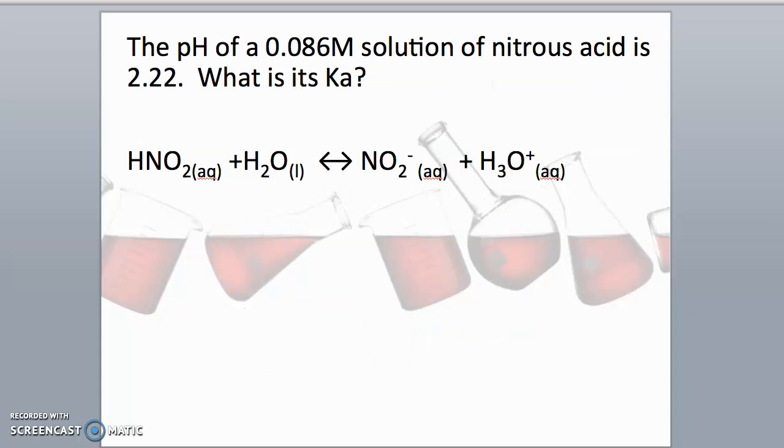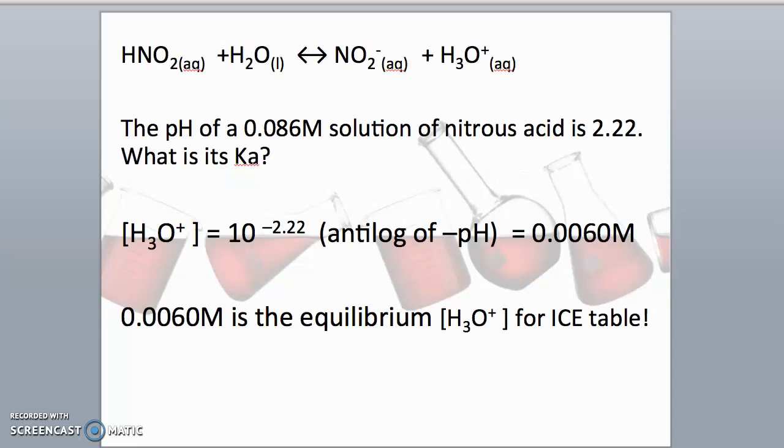In this problem, we have a concentration, which is the initial concentration of the HNO2. We also have the pH, which can be used to find the hydronium ion concentration at equilibrium. The hydrolysis reaction has been written for you, but oftentimes it is not. You may just have the word problem and you'd have to write this hydrolysis reaction. Using the pH, we can determine the hydronium ion concentration at equilibrium. Make sure you can do this calculation on your calculator.